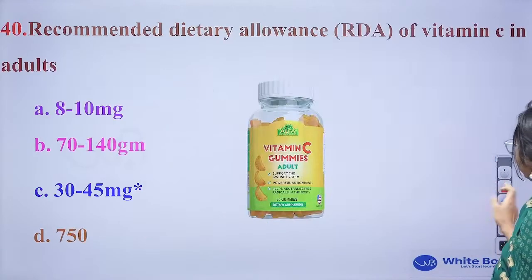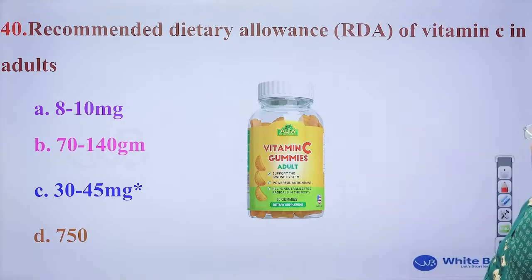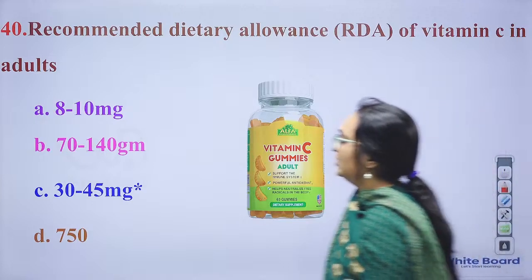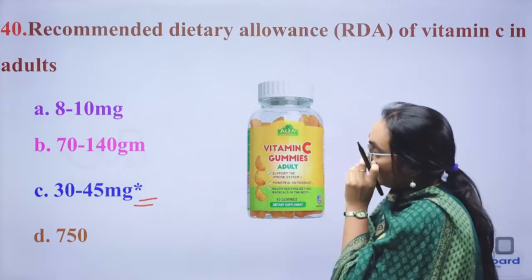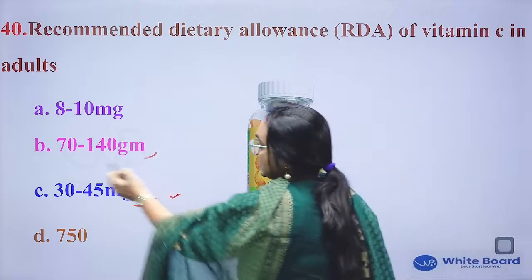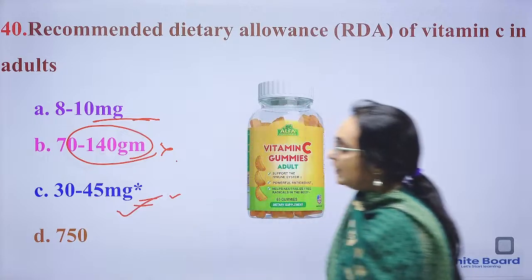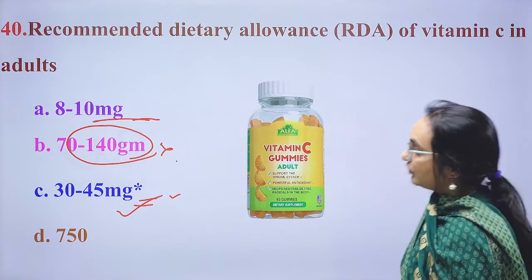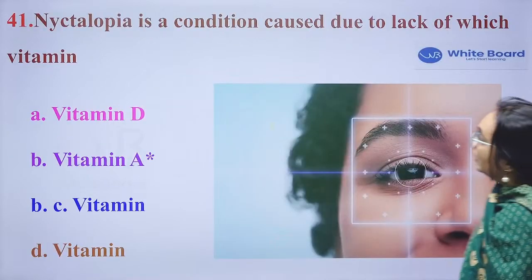Next question. Recommended dietary allowance of vitamin C in adults is 30 to 45 mg. It is milligrams, not grams. So this option here is C, 30 to 45 mg. Answer here is C.